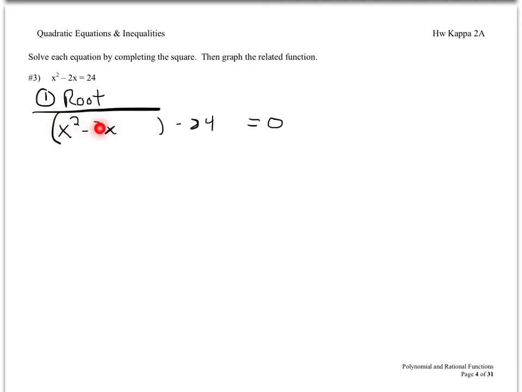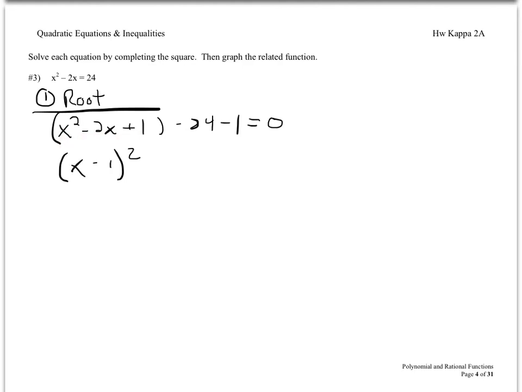You take half of b, so that's half of negative 2, which is negative 1, and you square it. Negative 1 squared is a positive 1. If you add 1 to the problem, you have to counteract it by subtracting 1 to the same side of the equation. Or you could add 1 to the other side. That would also be appropriate. By doing this, we have a perfect square trinomial, which factors like so.